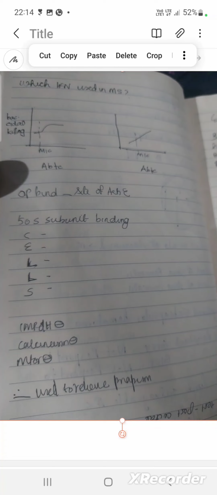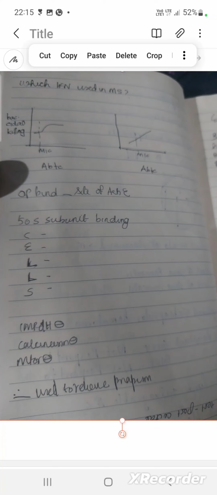Organophosphate is binding to the esteratic site of acetylcholinesterase. 50S subunit binding drugs: chloramphenicol, then macrolide erythromycin, lincosamide that is clindamycin, and linezolid, streptogramin, dalfopristin, quinupristin.